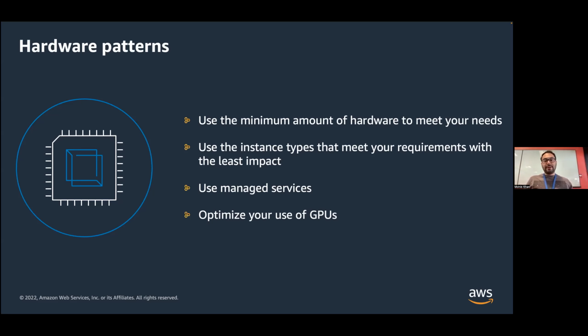And how you can do that, you have a service called AWS Compute Optimizer. You can use AWS Compute Optimizer to help you understand how you're using your resources and how you can fine tune them.